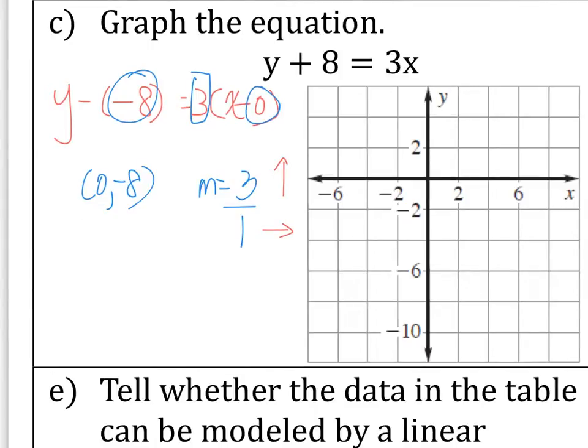Okay, so now I'm going to plot the point (0, negative 8). And now I'm going to shift 3 units up. Negative 8, negative 7, negative 6, negative 5. Stop here and then shift 1 unit to the right. So this is 2 here, so this must be 1. And stop right here. So my point should be (1, negative 5). And now I can connect my dots.